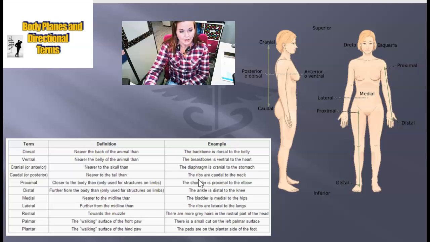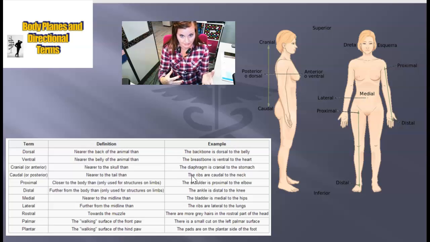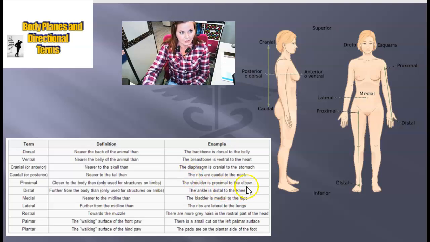So that I know when I'm doing something, where it is in relation to other things in the body. And that's important, okay? If I'm communicating something, for example, the location of a tumor, I might say the tumor is distal to the elbow, meaning that it's on this side of the arm and not up here. So it gives some relative location.